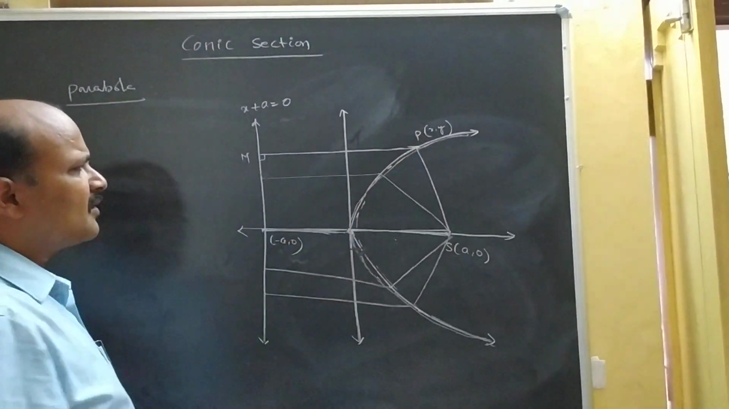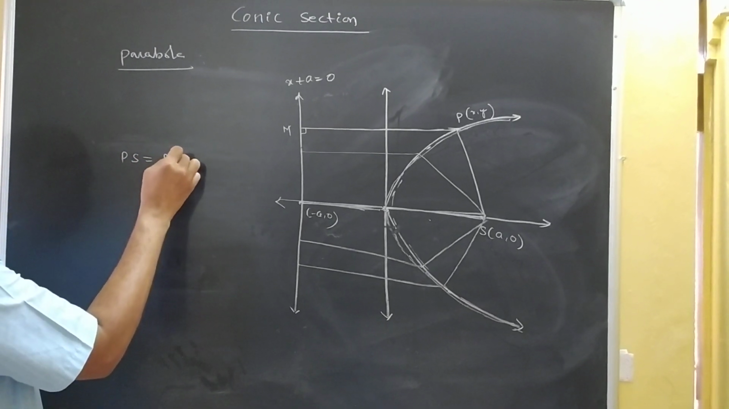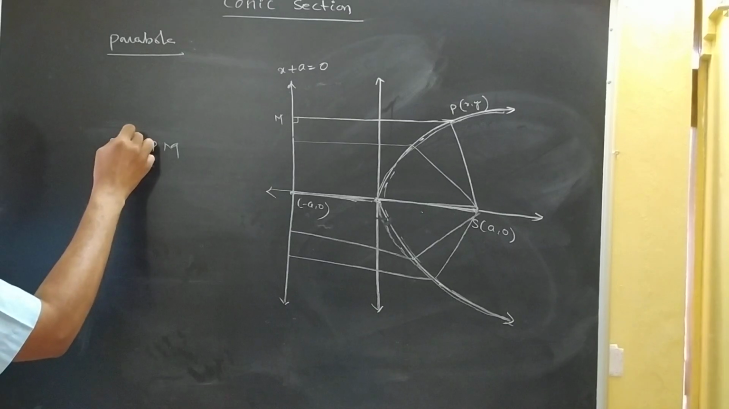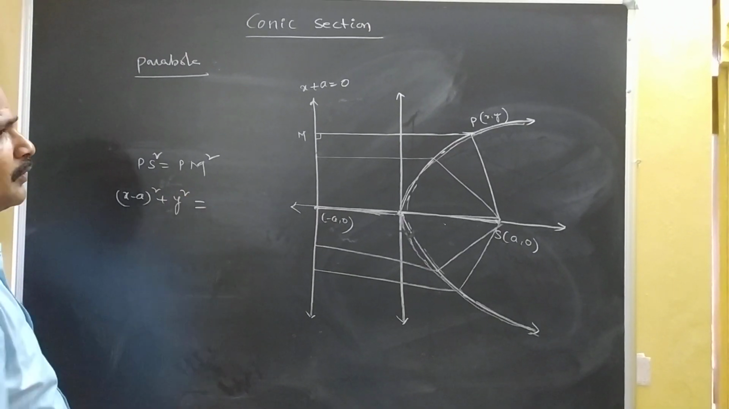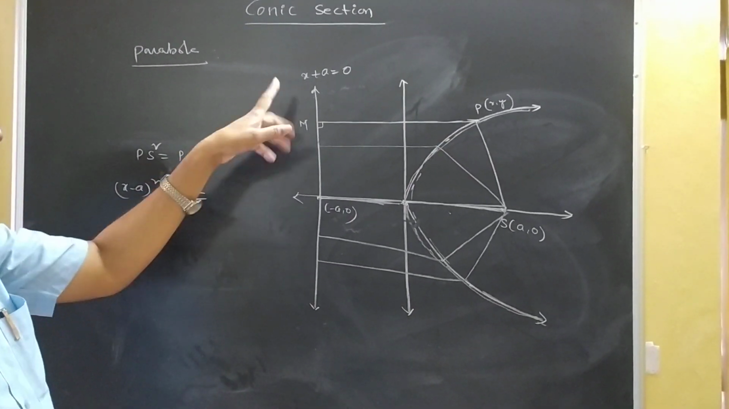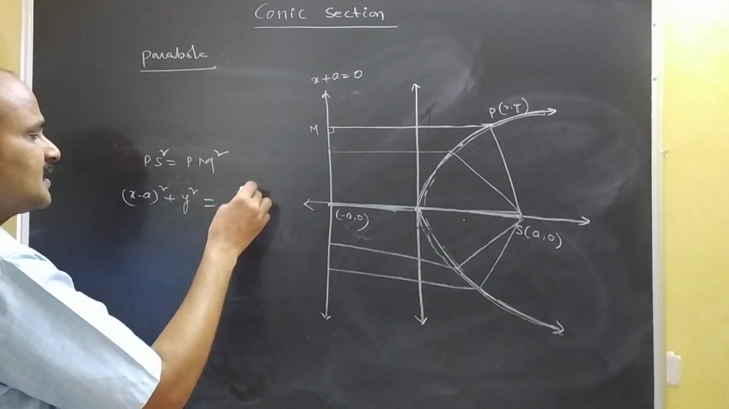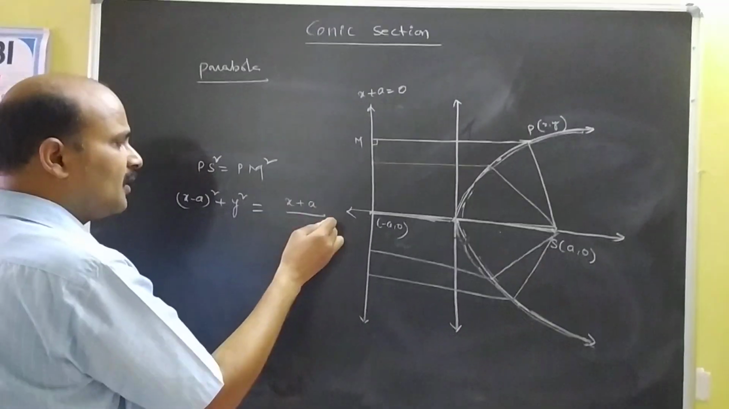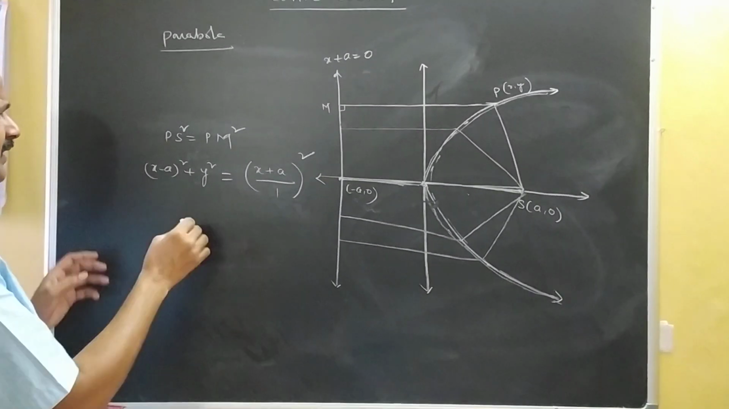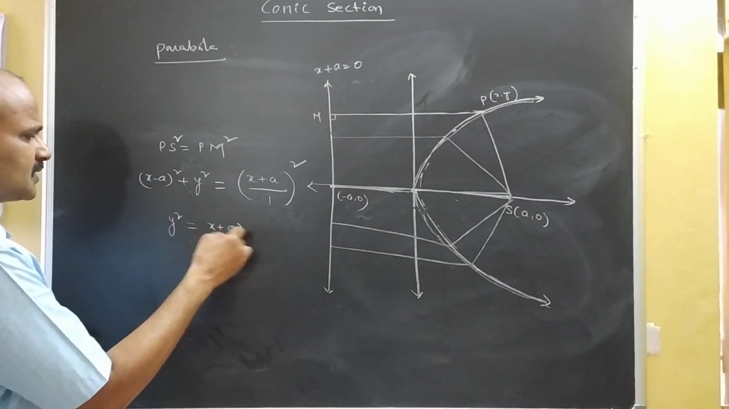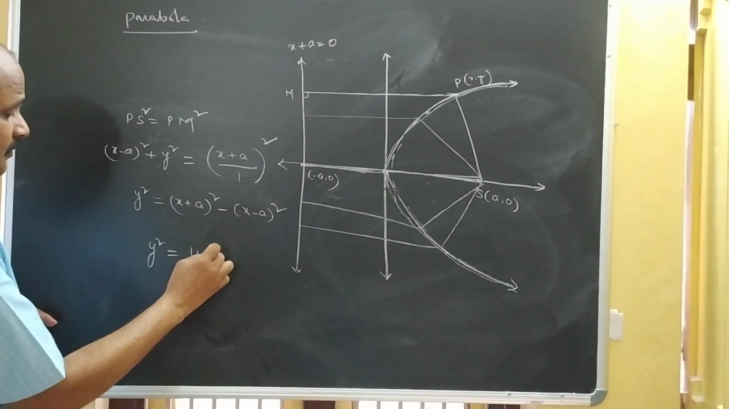As per the definition of this parabola, PM is equal to PS. Squaring on both sides, PS squared is (x minus a) whole square plus y square. The perpendicular distance from this point to the line is modulus of (ax1 plus by1 plus c) by root of (a square plus b square). Applying this formula, you get (x plus a) by root of 1 square, whole square. If you simplify, y square is equal to (x plus a) whole square minus (x minus a) whole square. Simplifying this, you will get y square is equal to 4ax.